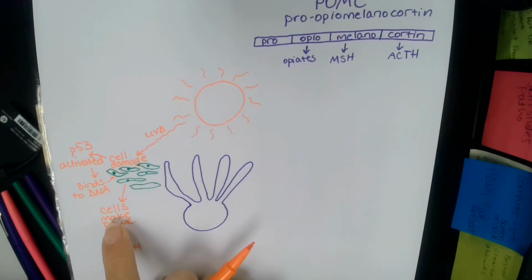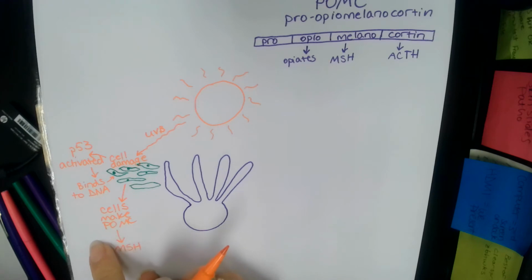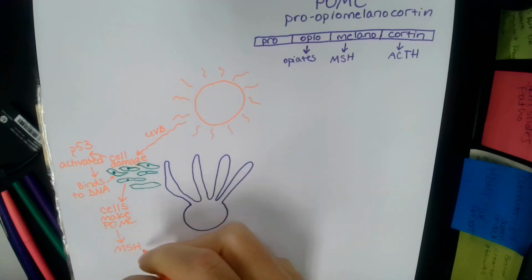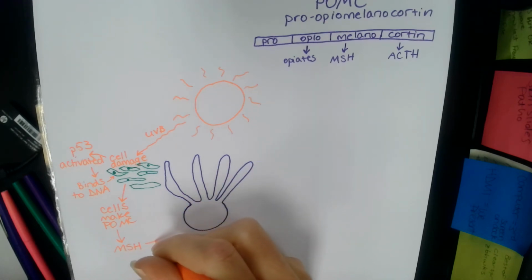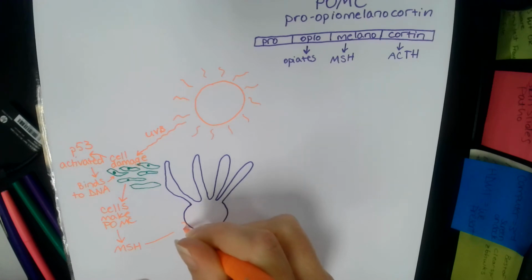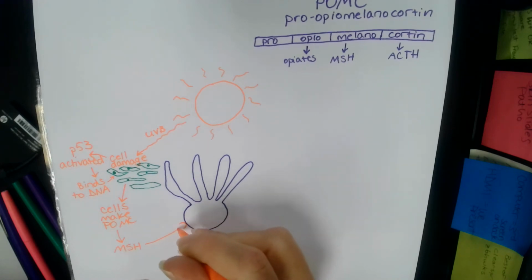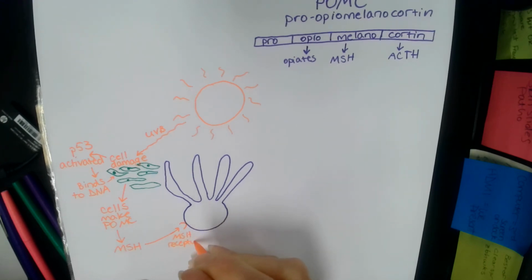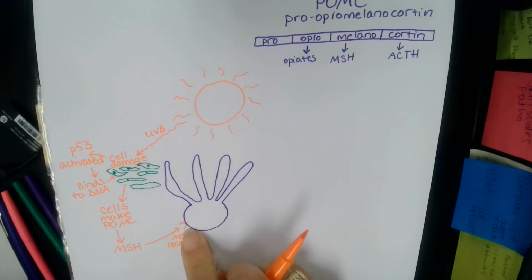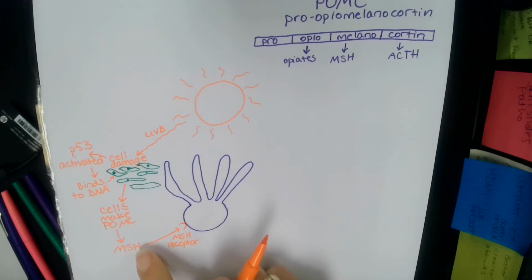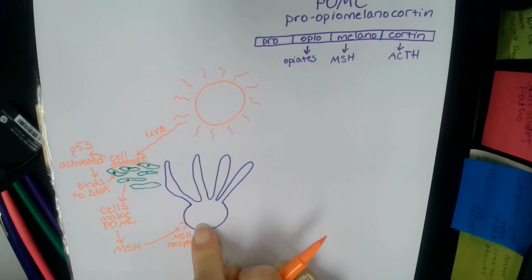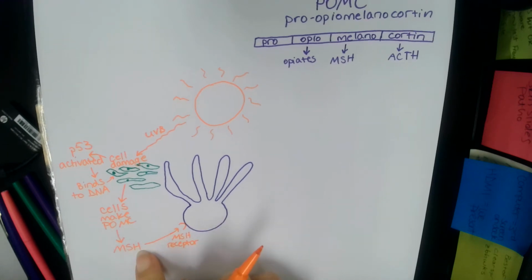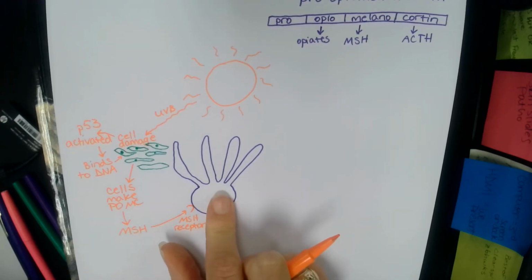And of course, the opiates and the adrenocorticotropin hormone, those are going to go off, but we're going to follow the MSH because the MSH is going to come and bind to the melanocyte. So there is a receptor here called the MSH receptor, and it is on the surface of the melanocyte. So the MSH does not go into the melanocyte. Very important to know, it binds to the receptor on the outside and activates events inside, but the MSH does not ever go inside the melanocyte.